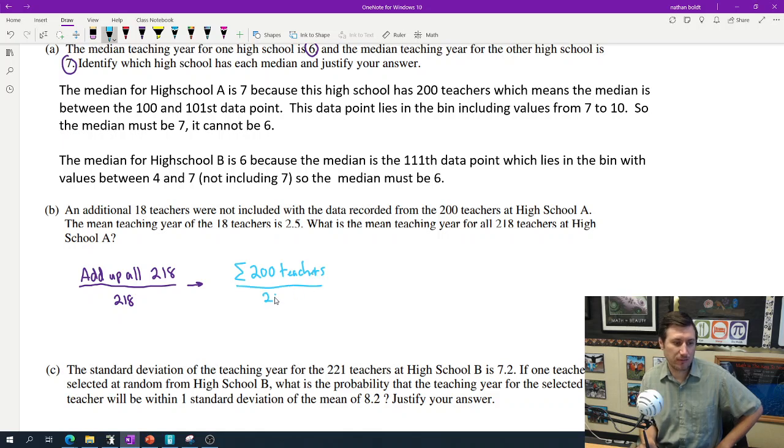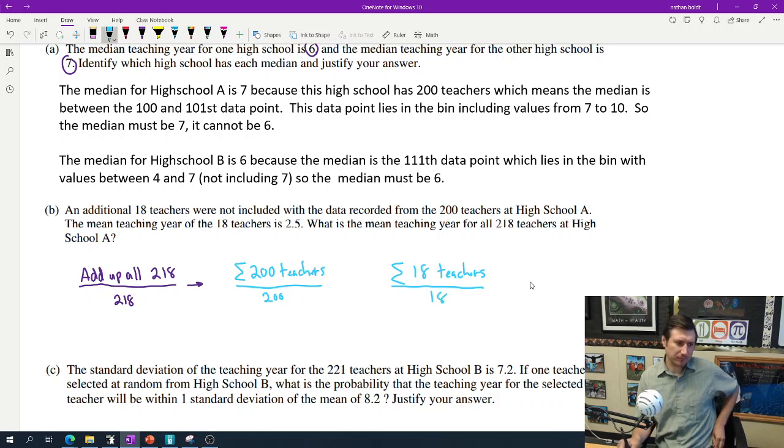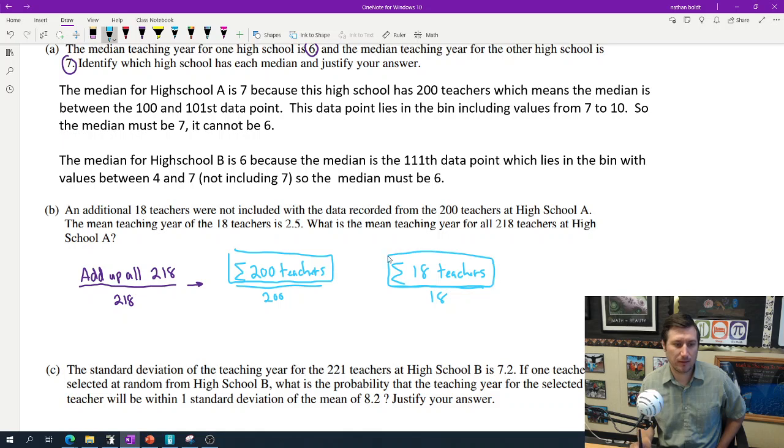divided by 200. And we have the sum of these new 18 teachers divided by 18. But we need to turn that into the sum of 218. So we essentially have to figure out, hey, what's this sum? What is this sum? And that will allow us to add them together finally. So it's just some fancy algebra. This, they tell us, is equal to 2.5.